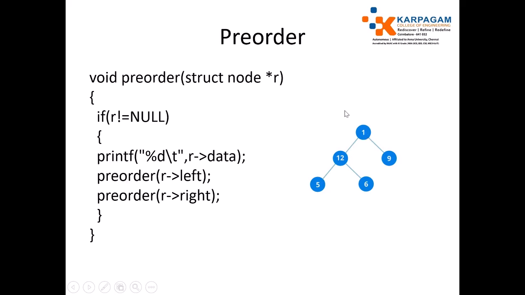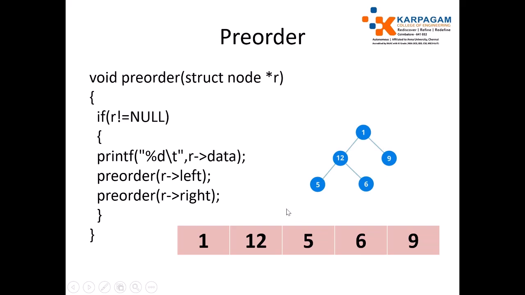For pre-order traversal, first process the root, then the left subtree and right subtree. When you process this, you will get 1 first, then in the left subtree we apply pre-order traversal: middle node first, 12, then left subtree, right subtree, then for root node 1 we have the right subtree 9. The output will be 1, 12, 5, 6, 9. The recursive function looks like this: first process the root, then process the left subtree, and then the right subtree. We are recursively calling here.